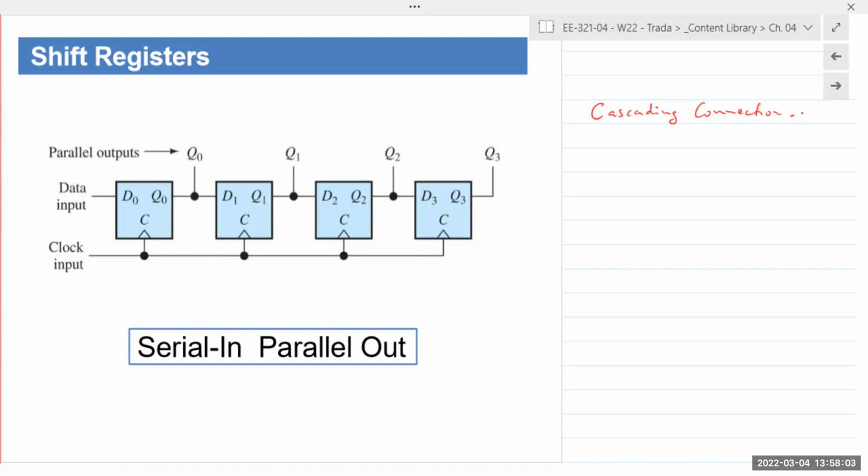The data comes in one at a time, and it's stored, and when the clock arrives, it's all sent out in parallel. So this is a serial transmission. And this is a reason why we need a clock, right? We need a clock to synchronize the operation of all 4. These are only 4 bits.